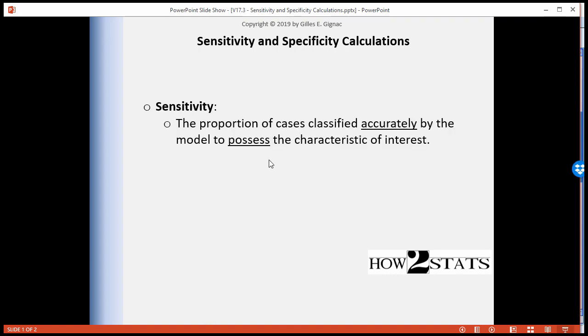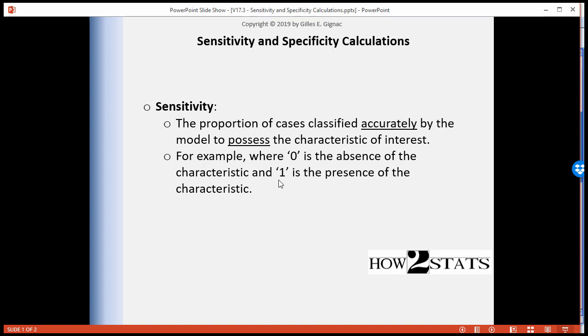So sensitivity is the proportion of cases classified accurately by the model to possess or have the characteristic of interest. That's the key element of sensitivity: the cases possess the characteristic that you're interested in. In this example, we're interested in predicting people who have dyslexia. So you could frame sensitivity in that context: who has dyslexia, and is the model predicting who does?